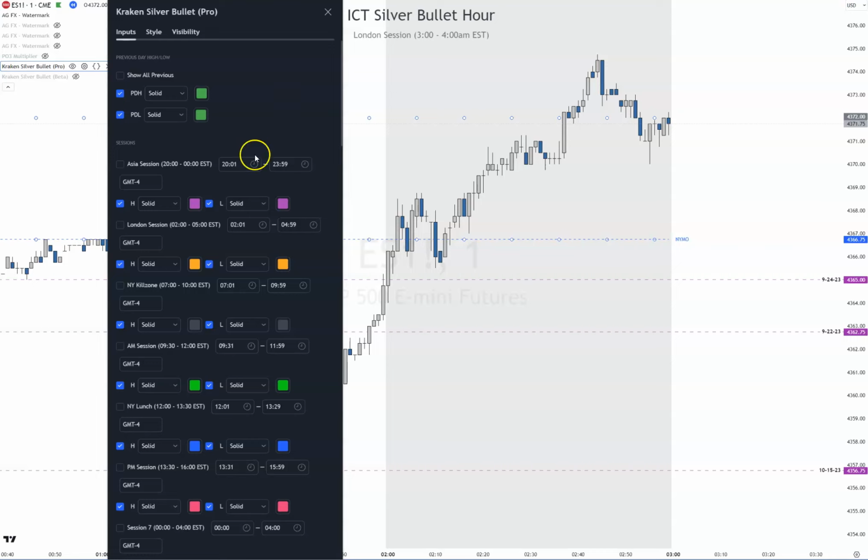So all my videos will be using this indicator to show you where the draw on liquidity is. So what we're doing here is we're trying to find out, what is the draw on liquidity? Where is price going, right?